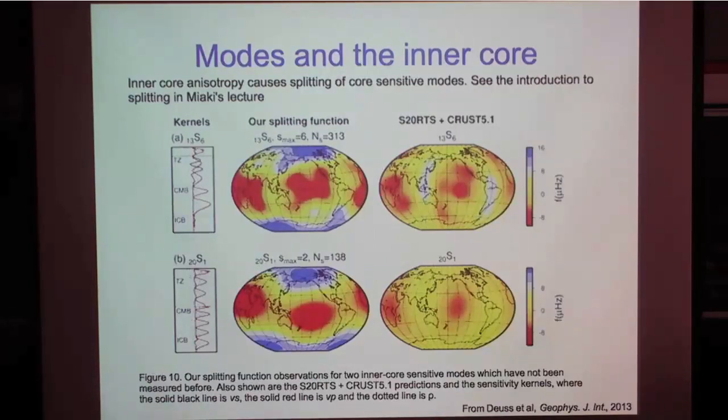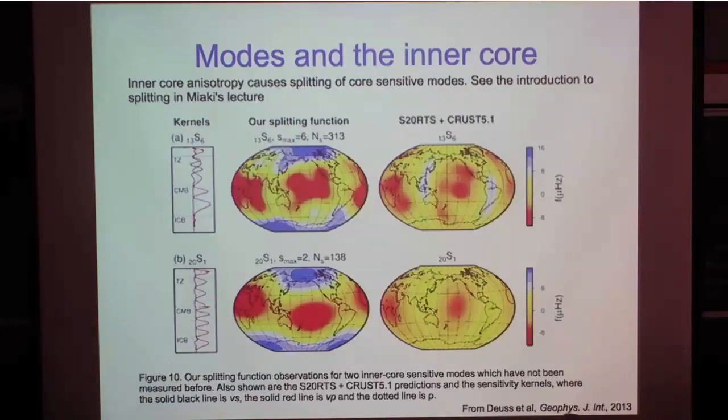I guess I'm not sure if the core structure would have anything to do with the mantle and the crust structure. So, if you want to attribute much of your observation to the core, it's kind of interesting. There's a pretty nice correlation between the prediction and your observation.